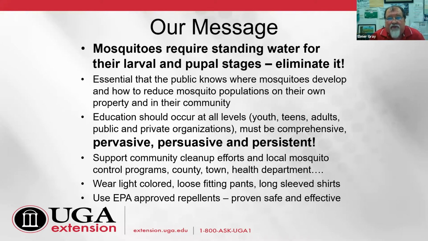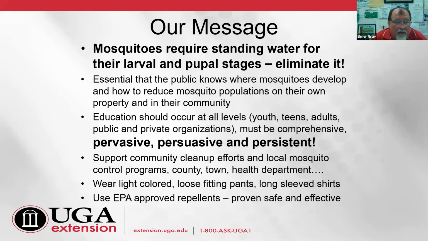It's essential that the public knows where mosquitoes develop and how to reduce mosquito populations on their own property and community. Even if a community has a good mosquito control program, it's not going to be as effective if the homeowner has buckets and tires in their backyard and have mosquitoes emerge every morning after the county sprays the night before. So we have to encourage and teach the public that education at all levels, the youth, teens, adults, public and private organizations, it must be comprehensive, and I think it needs to be pervasive, persuasive, and persistent. We cannot let up on this because people have to hear things over and over.